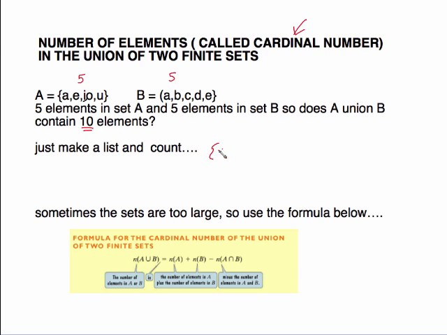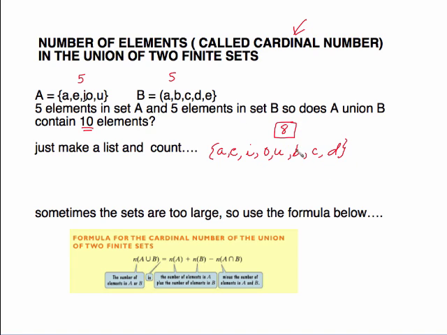In my first set is A, E, I, O, U. Look at the second set and don't repeat anything. I don't need to write the A because I already have it. The next thing that comes up is B, C, D. I already have E. I don't need to write it again. Count that up. 1, 2, 3, 4, 5, 6, 7, 8 elements in the union.